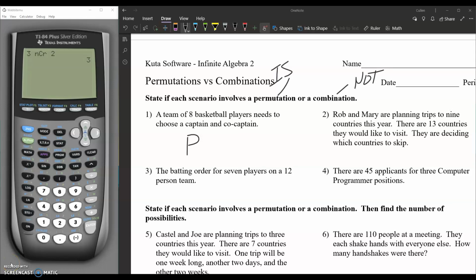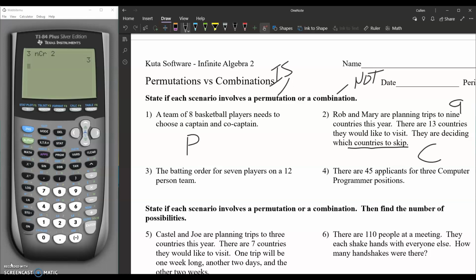All right, let's talk about Rob and Mary. Rob and Mary are planning trips to 9 countries this year. There are 13 countries they would like to visit, and they're deciding which countries to skip. So obviously, if you're planning vacations, the order that you do it in will be different. But they are trying to decide which countries to skip. There's 9 countries this year, which means they're going to skip 4 of them, and the order that they skip them in would not be important. If they skip countries A, B, C, and D, that's the same as if they skip them in a different order. So this is going to be a combination.